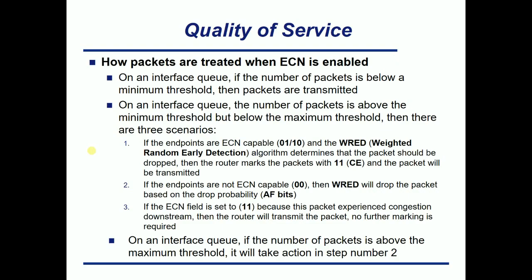If this packet is received and it still reaches this second bullet and the ECN field is set to 1-1, that means that it experienced congestion downstream and it should be forwarded. So when a router receives the ECN field set to 1-1, it'll transmit it and doesn't do anything else. No further marking is required. Then, if the interface queue has packets above the maximum threshold, then it will drop them based on the WRED drop probability. Okay?